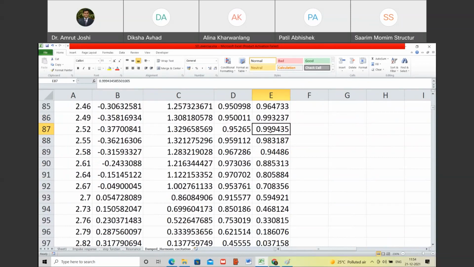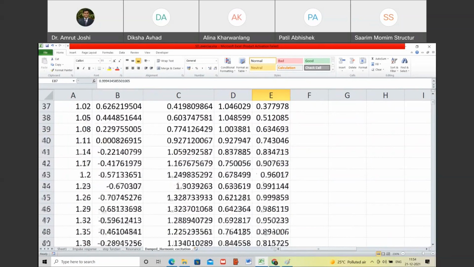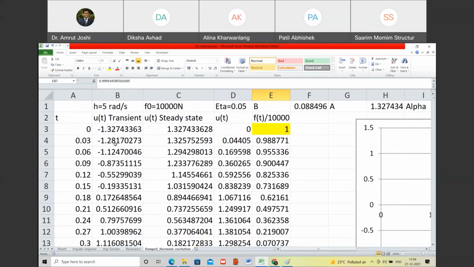Somewhere here. Are you with me? And that value is 2.52. Are you with me? What must be this period 0 to 2.52? It must be the damped natural period. Sorry, it must be the inverse of lambda. Forcing frequency is lambda.